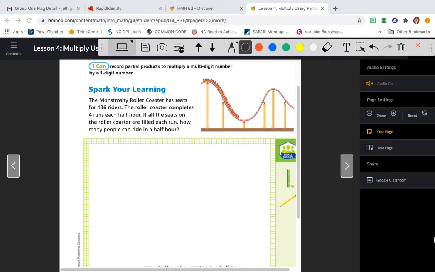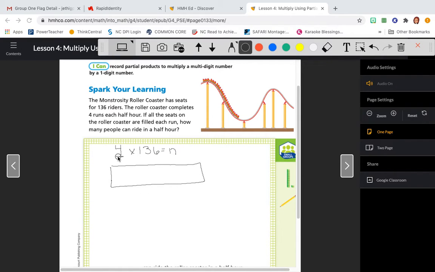So first let's think about our equation. What we're needing to find out. There are 4 runs each half hour and there are seats for 136 riders. So this is our equation. Now there's several things that we can do here. We can build an area model. So if we build an area model to solve it, remember area models, we're using a rectangle.